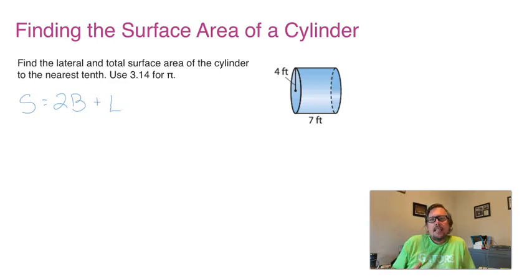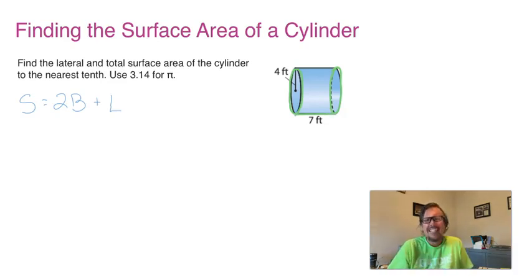It was take the area of the base and double it, and then you added the lateral surface area, which was the area around just the outside. And believe it or not, the surface area of a cylinder uses the exact same formula. The only difference really is that because the bases of a cylinder are circles, we now have to use pi in our calculation. So here's a circle, here's another circle. Those are the bases, and the distance between the bases is 7.